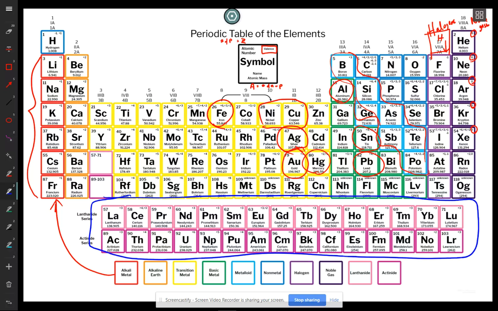And so that's shown down here because it would make the table super, super long if you put them in there. Yes, all of those go right here. This is called the lanthanide series because it starts with lanthanum. And this is the actinide series because it starts with actinium. But those should all be fitting in here.